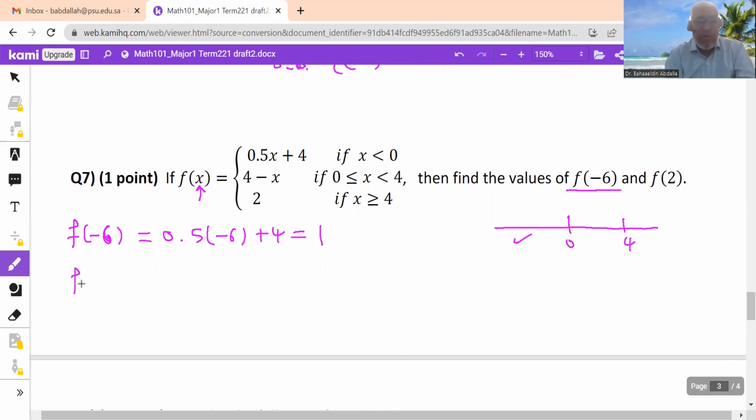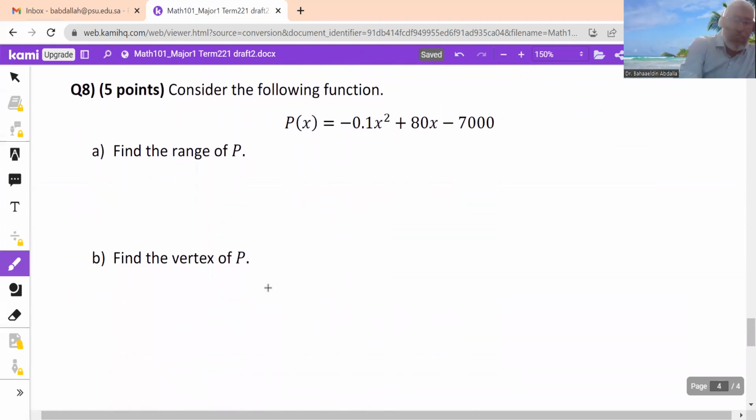F of 2, again, where is this 2? Is it here or here or here? It's clear that it's between 0 and 4, so I use the definition in the middle. So 4 minus, and I replace x by 2, so the answer is 2. So f of 2 is 2, f of negative 6 is 1.